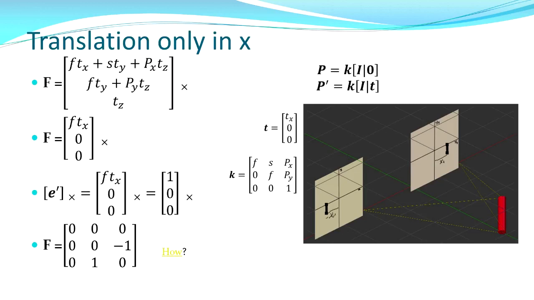So this thing, this ftx 0 0 is nothing but actually the epipole e dash, and not exactly the epipole, but it is the cross product matrix of the epipole. So one more thing that one can note, that you can see that this is the epipole.